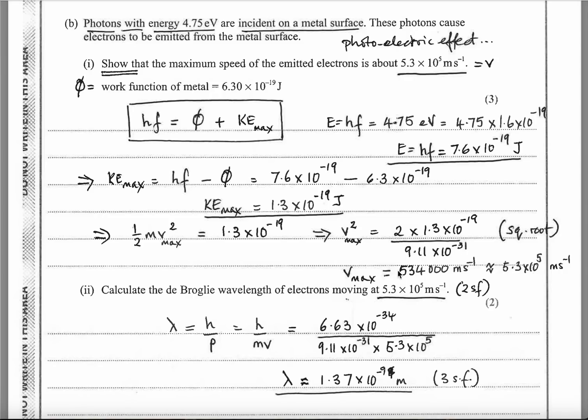And this is how you should show your answer. You should show that your calculated value is approximately equal to the value that they want, okay? And that's how you get your 3 marks.